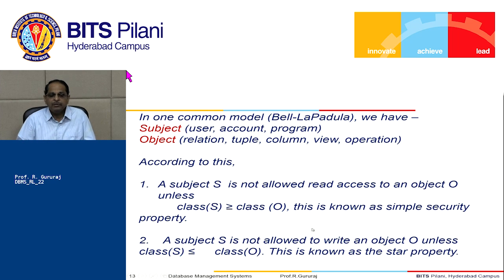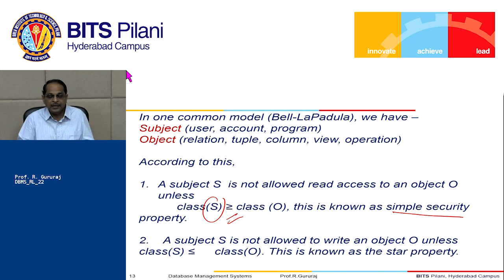In one of the common models, which is known as the Bell-LaPadula model, we have subjects and objects. I already mentioned this in the previous example. Subjects means the users, user accounts or programs which try to access the data items. Objects means the relations, tuples, columns, views, and operations that are performed on the objects. According to this, a subject S is not allowed read access to an object O unless the class of the subject is greater than or equal to the class of the object. This is known as the simple security property.